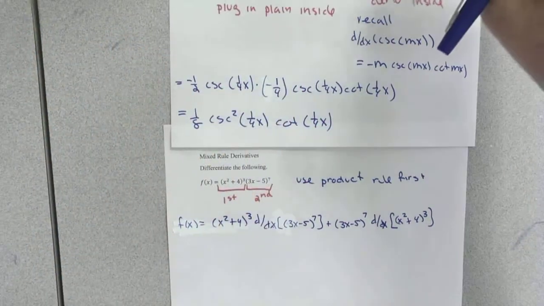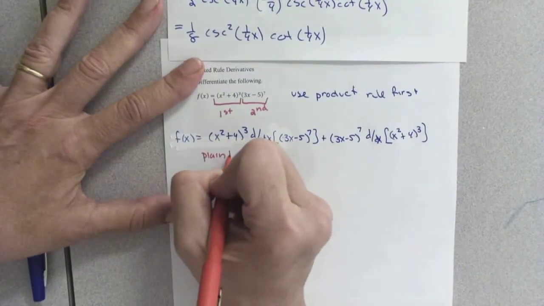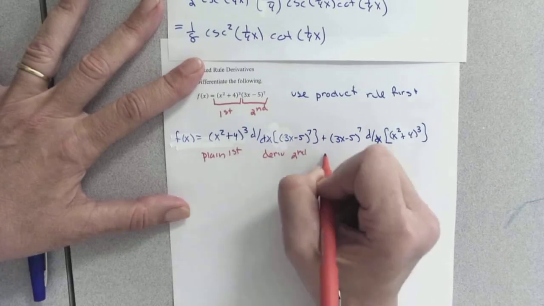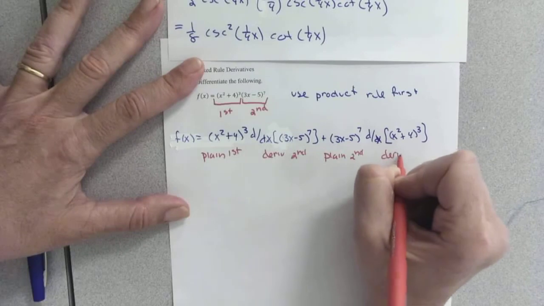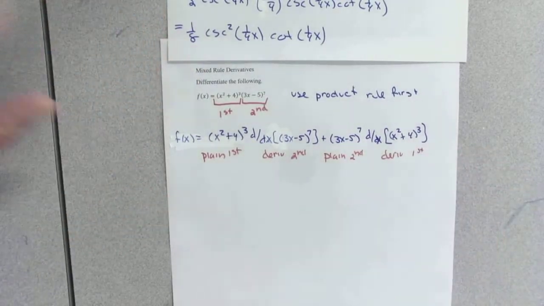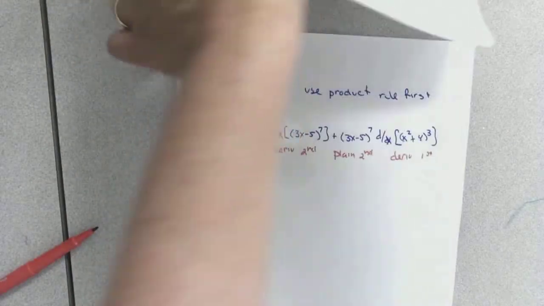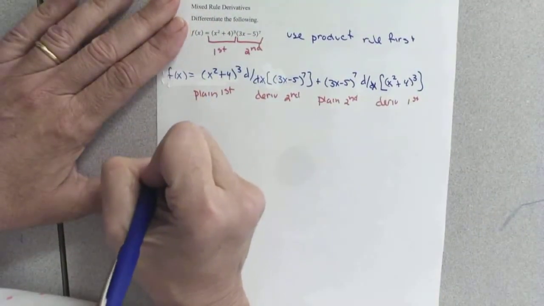Product rule. Plain first, derivative second, plain second, derivative first. So plain first, not going to do anything. Just write it down again.